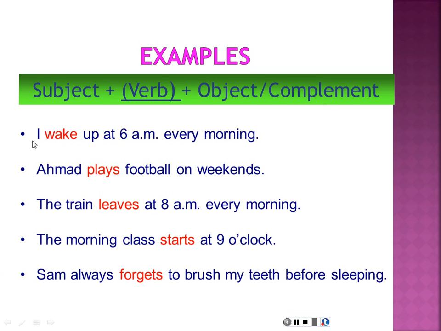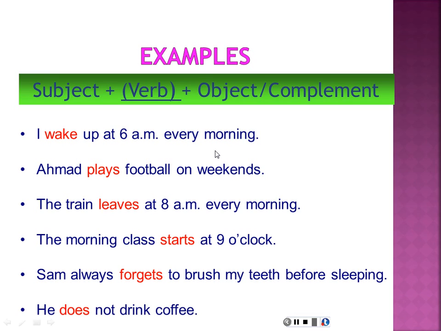So those are the examples. Again, here we have a habit. The second example, we have a hobby. Then we have a daily event, another daily event, or a scheduled event, we can call it. The last one, something that a person usually or often or always forgets. Okay, this is the end of this page. Now we will move to talk about something else.